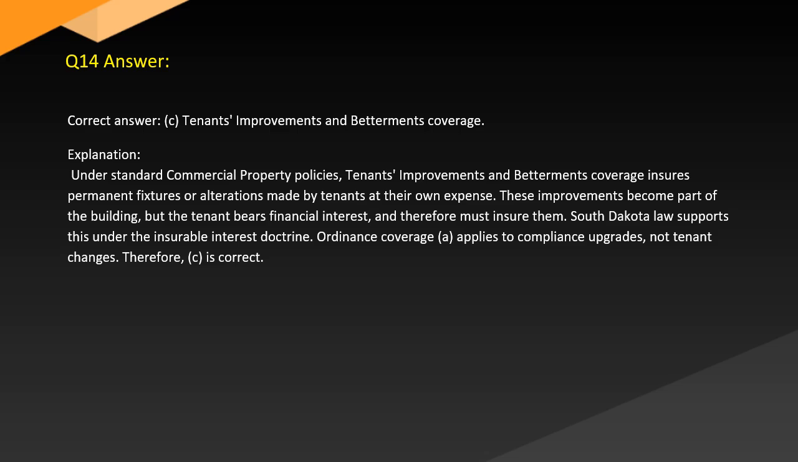Answer. Correct answer: C. Tenants improvements and betterments coverage. Explanation: Under standard commercial property policies, tenants improvements and betterments coverage ensures permanent fixtures or alterations made by tenants at their own expense. These improvements become part of the building, but the tenant bears financial interest and therefore must insure them. South Dakota law supports this under the insurable interest doctrine. Ordinance coverage (A) applies to compliance upgrades, not tenant changes. Therefore, C is correct.